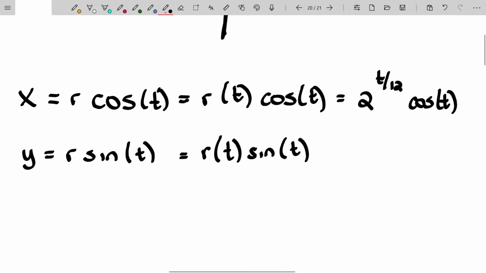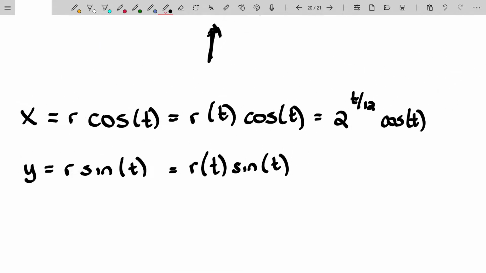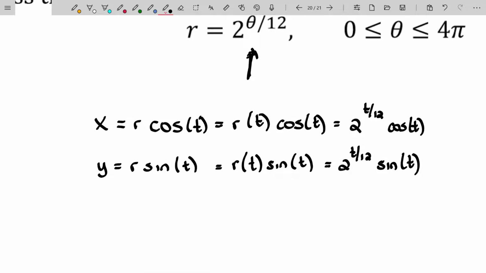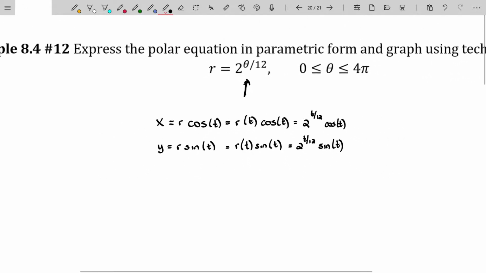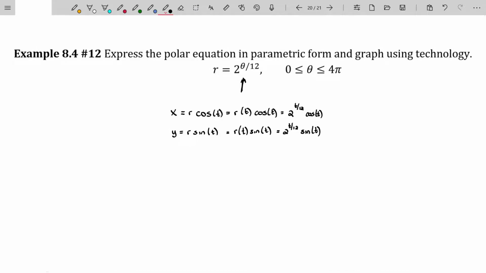So we get r of t sine of t, but r of t was 2 to the t over 12, sine of t. And so there are our parametric equations. x equals 2 raised to the t over 12 cosine of t, and y is equal to 2 to the t over 12 sine of t. And we're going to graph that using technology from t equals 0 to t equals 4 pi.